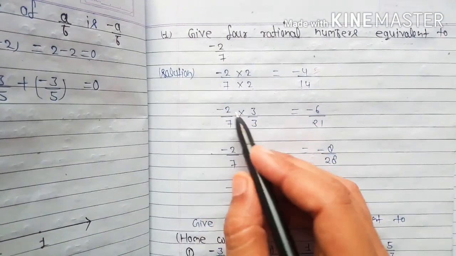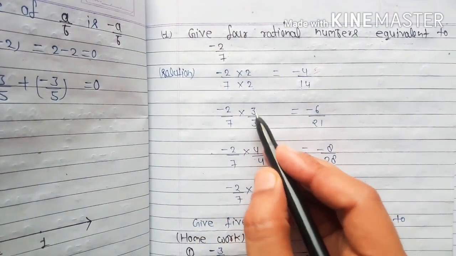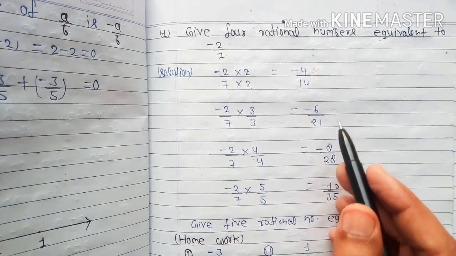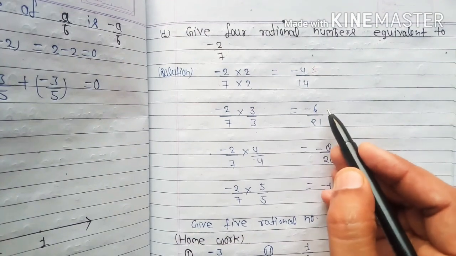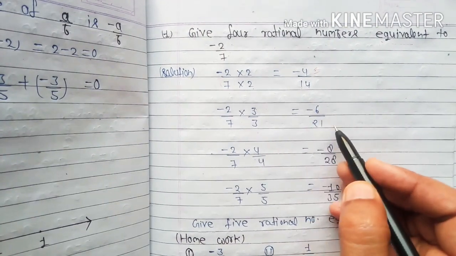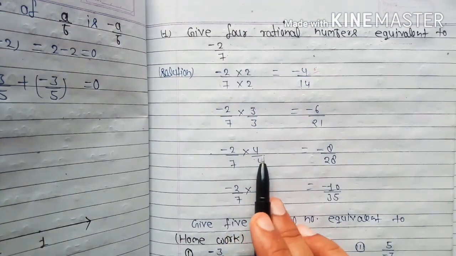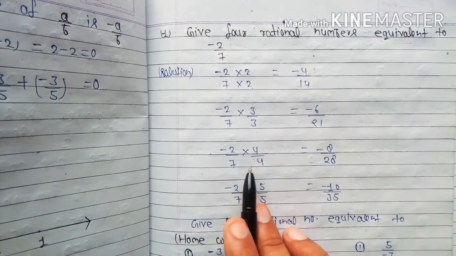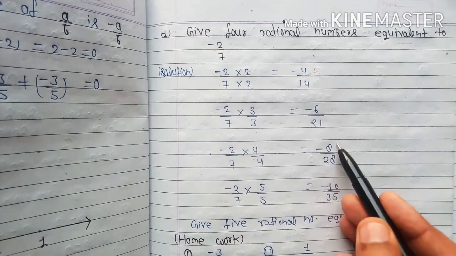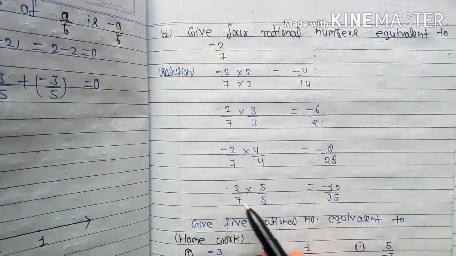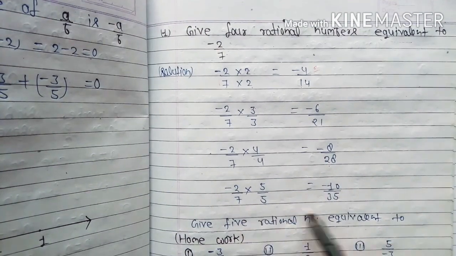Similarly, we can multiply with 3 the numerator and denominator, it will give minus 6 upon 21. You can also cut it: 3 2's are 6 and 3 7's are 21. It will give minus 2 upon 7. Like multiplying with 4 the numerator as well as denominator, it will give minus 8 upon 28. Multiply with 5, both numerator and denominator, it will give 2 5's are 10 and 7 5's are 35.